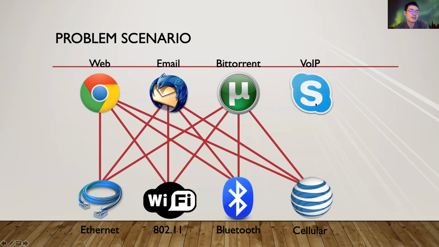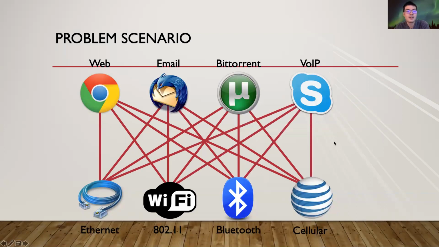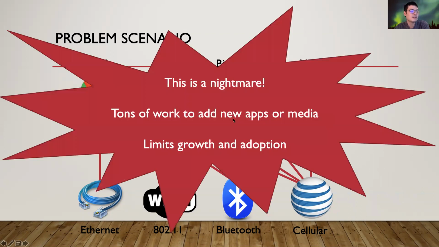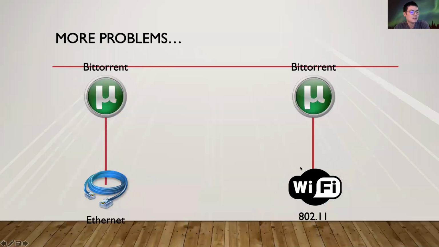And then assume you have a Skype application, voice over IP. Then you need to implement four of them. So this is actually a nightmare. You think about having so many apps, this is very difficult to manage. So the current solution of the internet is really, but before that, we will have another slide.